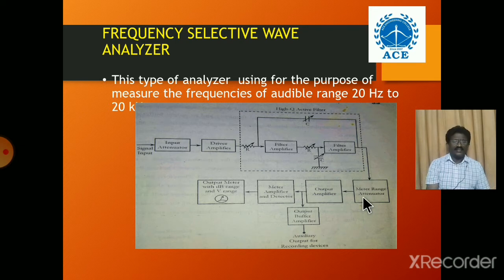Which indicates the magnitude of the selected frequency, and the output buffer amplifier, which is employed to drive the electronic counter. This analyzer is also known as a frequency selective voltmeter. This analyzer should have low input distortion.